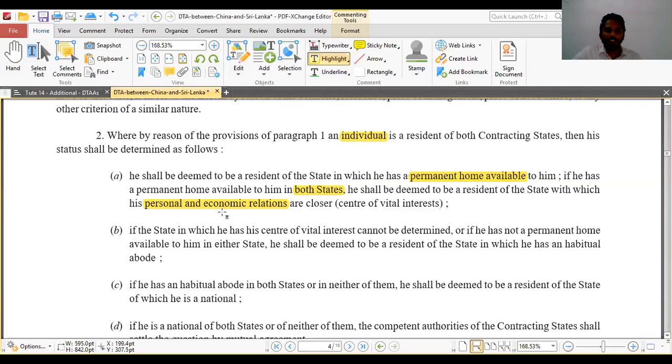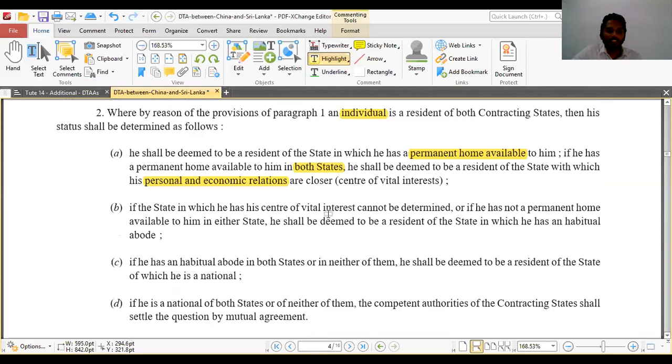Or else, the second one: if the state in which he has the center of vital interests cannot be determined, that means both countries have a permanent home and both have personal and economic relations, then what are you going to do? Then, if he has no permanent home available in either state, he shall be deemed to be a resident of the state in which he has a habitual abode. In that case, you need to go with habitual abode.